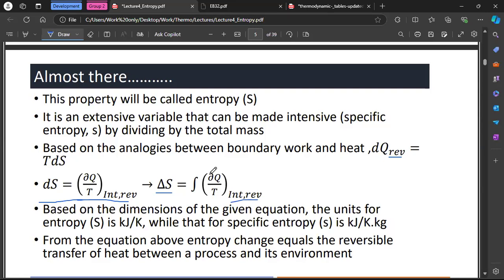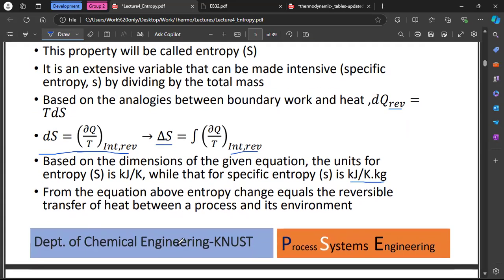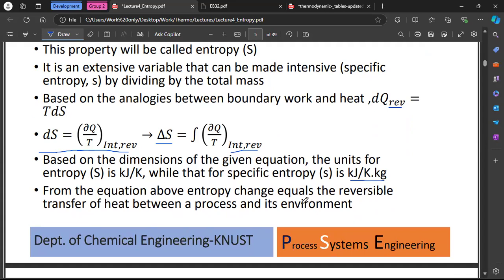Because you know that our change in heat will be in kilojoule, our temperature will be in, sorry, kilojoule per Kelvin. Our change in heat is going to be in kilojoule, our temperature is going to be in Kelvin. We work with absolute temperature. Please take note of that. The temperature is in Kelvin. So the unit is going to be kilojoule per Kelvin. And if it is specific, we are dividing by mass. So we'll have kilojoule per kilogram Kelvin, right? So from the equation above, entropy change is equal to the reversible transfer of heat between a process and its environment. Is that okay?